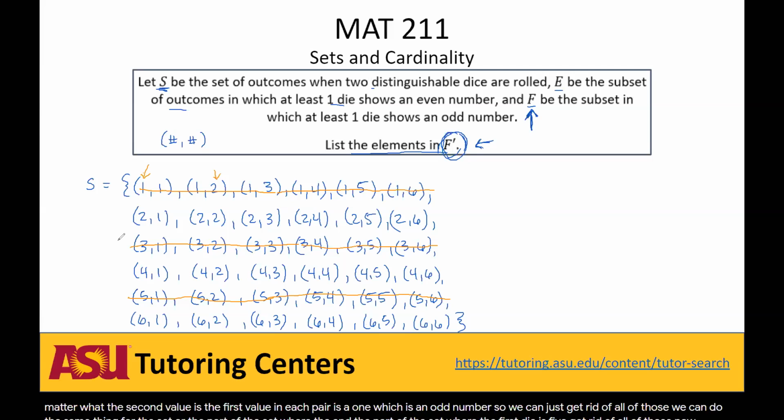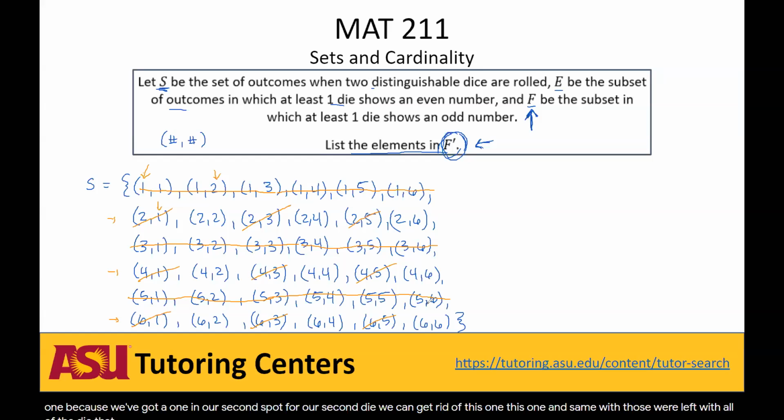Now we'll look at the second die, because these remaining ones all have even numbers in the first die spot. So in the second spot, we can get rid of this one because we've got a 1 for our second die. We can get rid of this one, and same with those. And so we're left with all of the outcomes that have only even values in them.